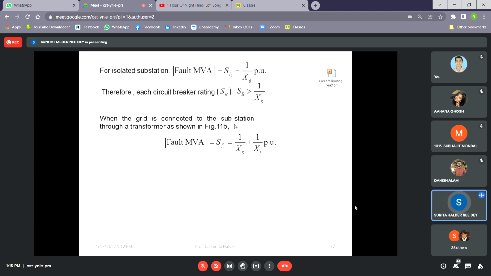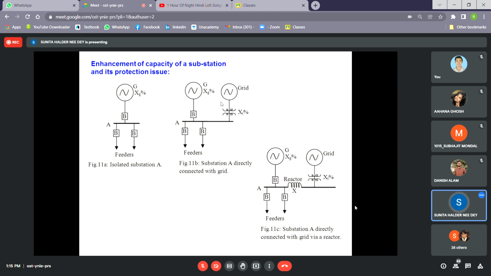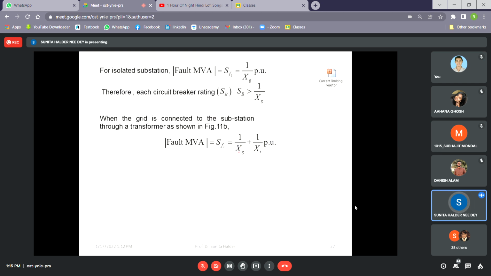Now, in the second case, when the grid is connected to the substation, there are two parallel paths, right? Then what will be the total current? 1 by Xg plus 1 by St, right? We do not know the numerical values, but if this value SF2 is less than this SB, then the existing circuit breaker will work. But if it is not, then the existing circuit breaker will be in danger. So it does not fall in the range of the existing circuit breaker.